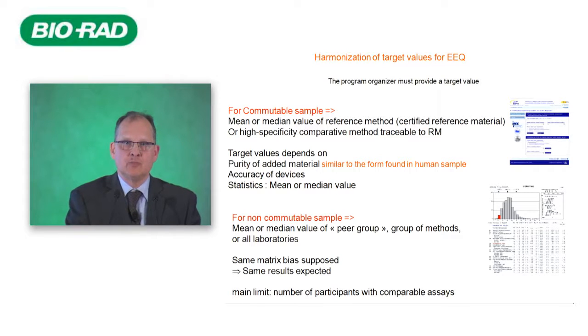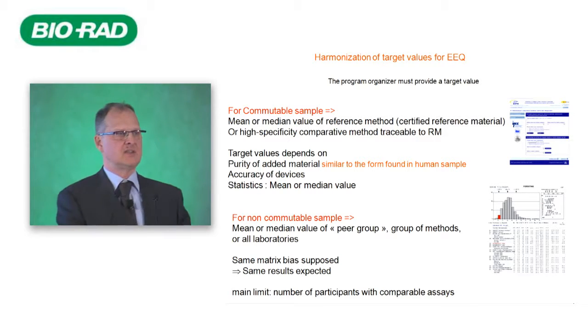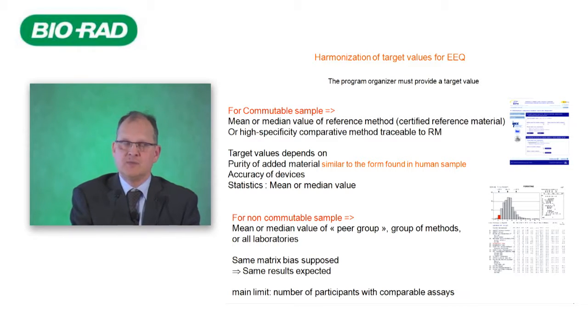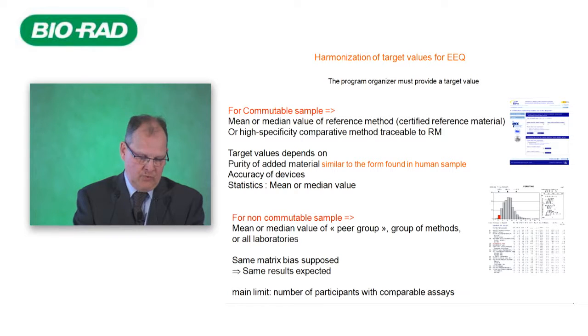For non-commutable samples, the general solution is to use mean or median values of the peer group, or eventually the group of methods for all laboratories. But in this way, you suppose that the same matrix bias is assumed, and consequently that the same results are expressed within the lab or between the labs. And the main limit of this approach, as you see, is the number of participants, because we have many technologies for the same test, and sometimes it's difficult to have the prerequisite statistically pertinent number of participants.